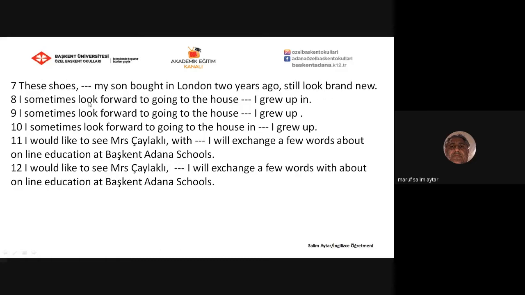These shoes, well, it gives the necessary information. There is a comma. These shoes, blah blah, my son bought in London 2 years ago, still look brand new. I sometimes look forward to going to the house. Which house? I sometimes look forward to going to the house. Which house? See, here there is a preposition, but here there's not one. I sometimes look forward to going to the house in, so you have to make a formal relative clause, remember?